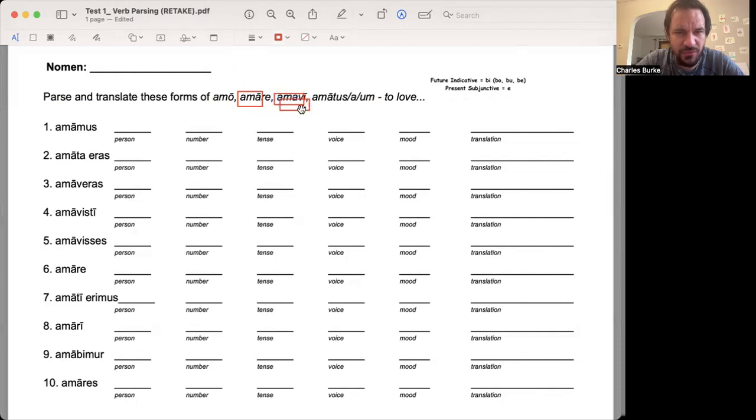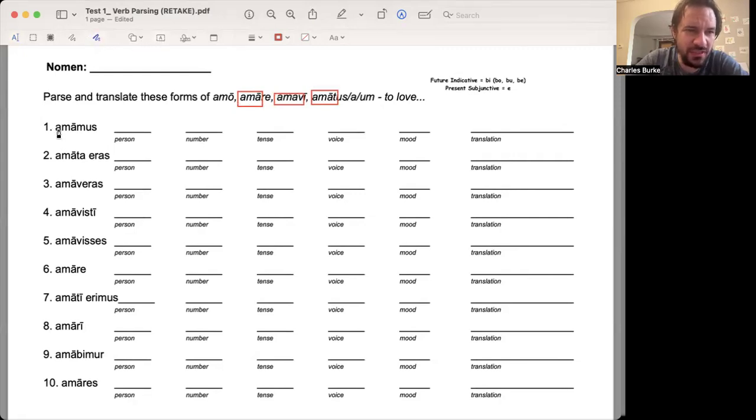And if I take the fourth principal part, amatus, and you'll see in this test, I said amatus, acknowledging that it could be multiple genders, I get that amat. So if I see that amat, I probably have the perfect passive participle, the fourth principal part.